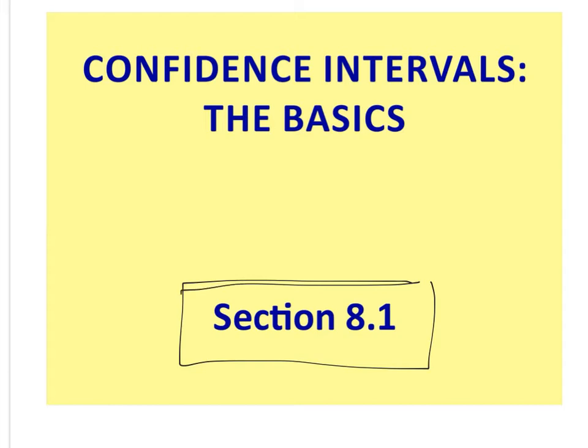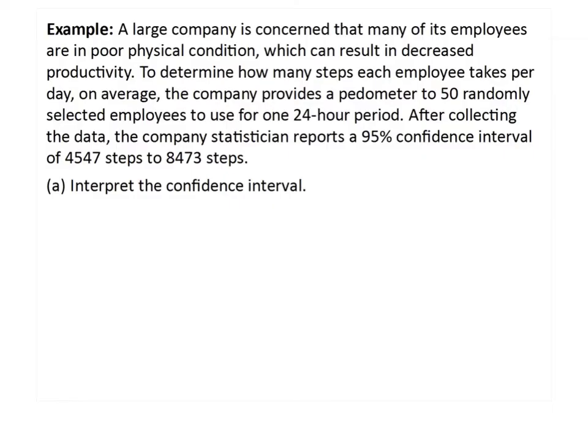Your homework comes from this section, and there's extra examples in that section if you want to go look at them. So we're going to focus on this one example today. It says a large company is concerned that many of its employees are in poor physical condition, which can result in decreased productivity. To determine how many steps each employee takes per day on average, the company provides a pedometer to 50 randomly selected employees. So that's my first big piece of information, 50 randomly selected employees to use for one 24-hour period.